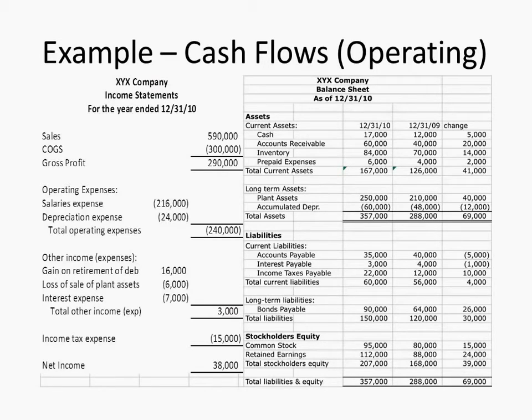Yes. It will be either investing or financing. So these three items, depreciation, gain, and loss, are ignored on the direct method, but will be used on the indirect method.